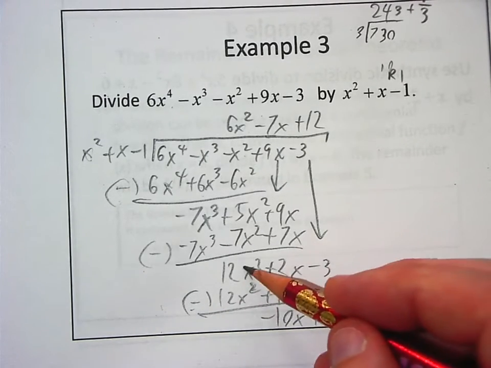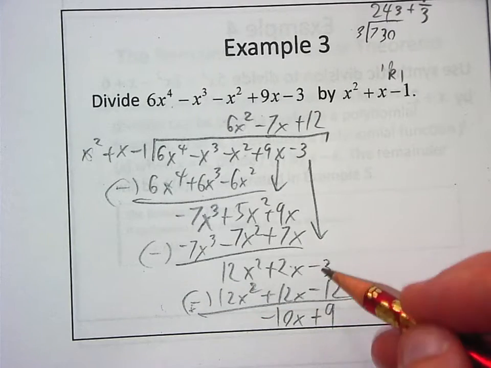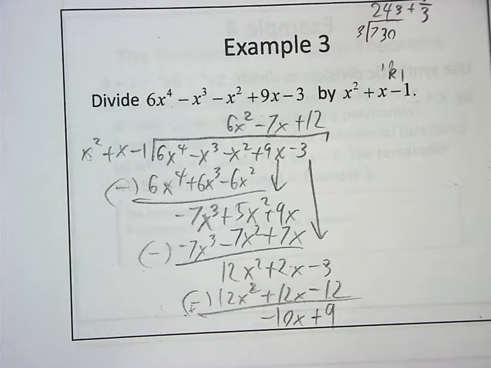Negative 3 minus... I always, when I'm doing this, I always go this minus this minus this, and I literally talk that out in my head. Negative 3 minus negative 12, minus a negative, negative 3 plus 12 gives you 9.